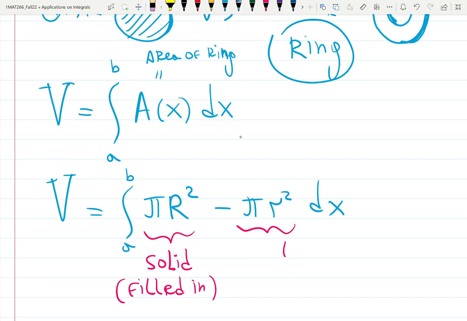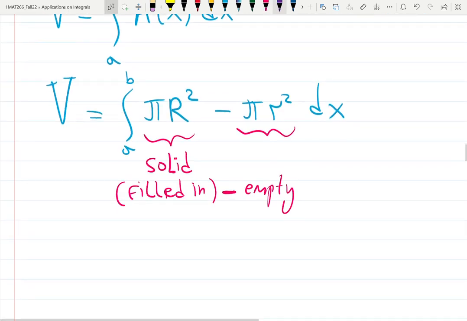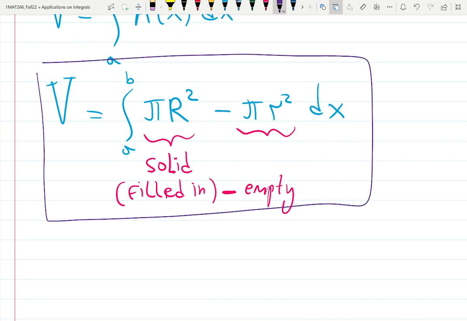Filled, maybe like so, empty. I like it this way. You fill it in with a liquid, pretending it's all filled in, and then subtract the liquid. That's exactly visually how I see it. And now you have two cases, obviously.